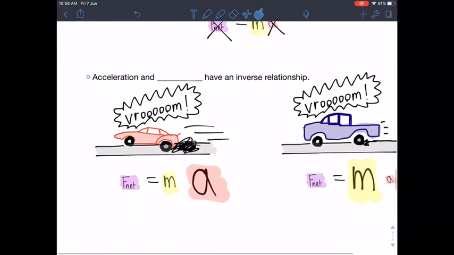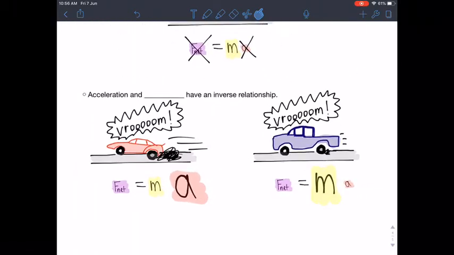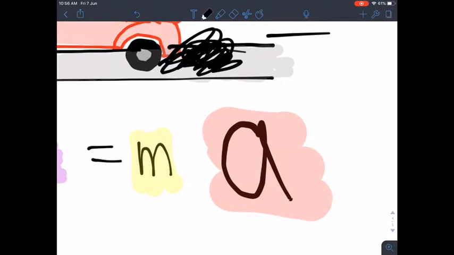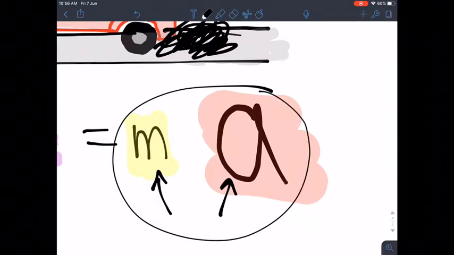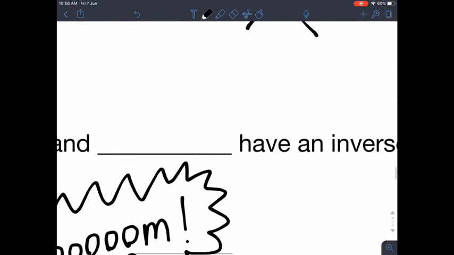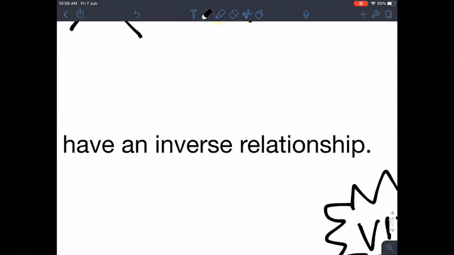All right. Let's look at some other variables. Force, acceleration and mass: acceleration and mass are on the same side of the equal sign. So they do not have a direct relationship. They have an inverse relationship, as it says right here.